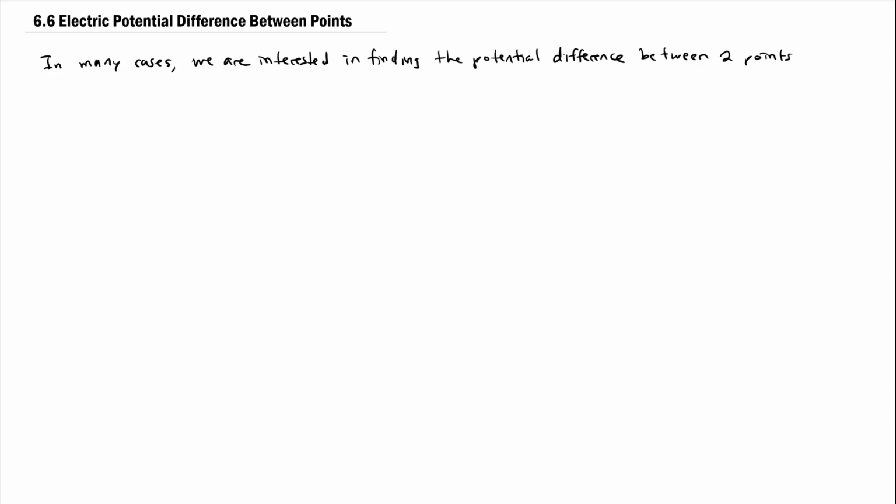So for example, if the voltage difference between 2 points is 12 volts, then there's going to be 1 coulomb of charge that will gain 12 joules of energy when moved between these two locations. So how can we calculate this?